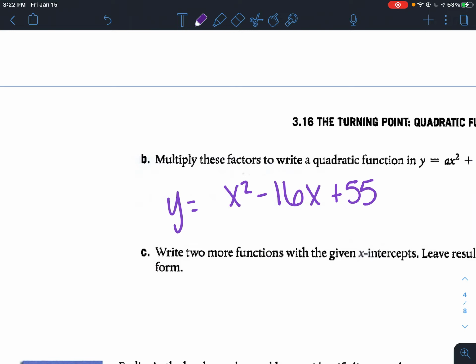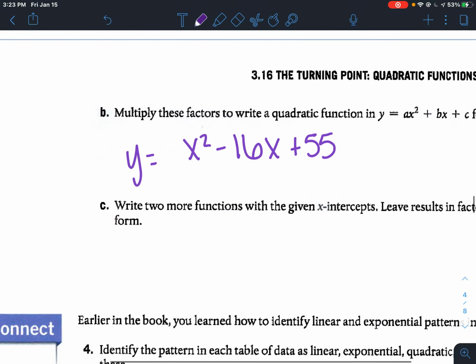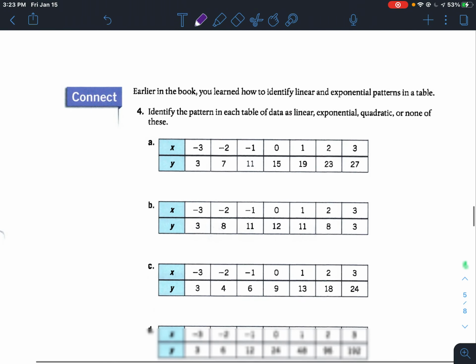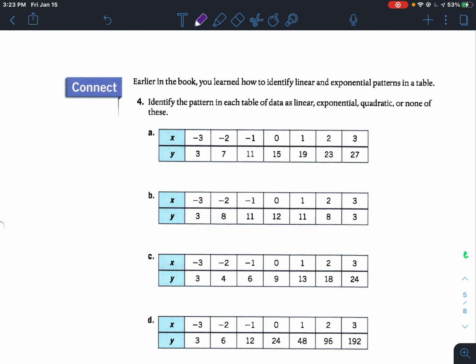I'm going to skip C, write 2 more functions with the given x-intercepts. I'm not going to worry about that today. So let's skip that. We're going to go on to number 4.